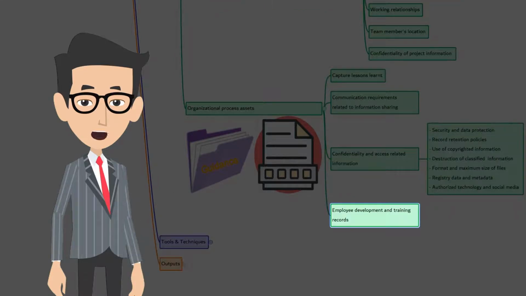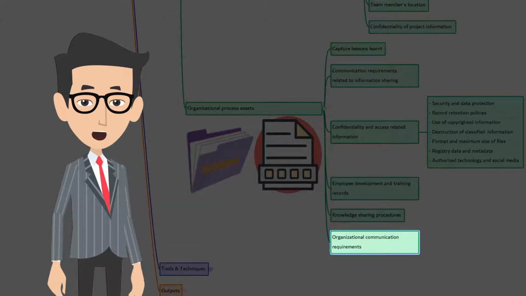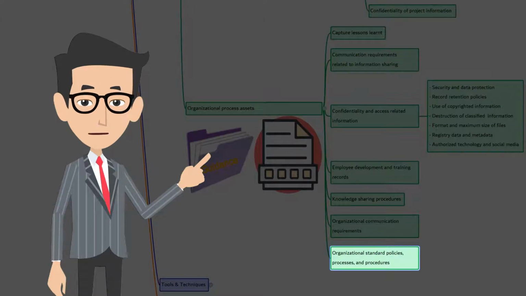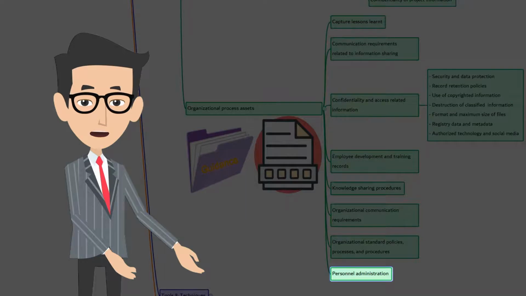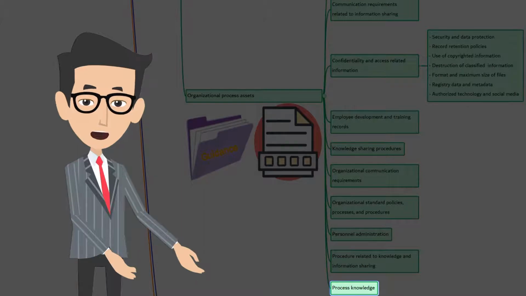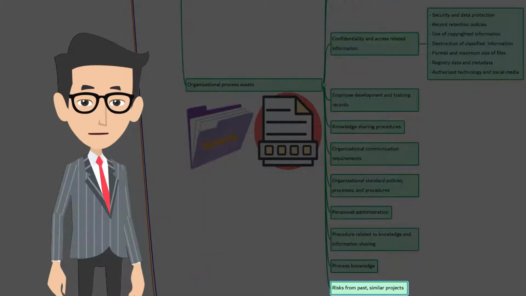Employee development and training records, for example, competency frameworks, knowledge sharing procedures, organizational communication requirements, organizational standard policies, processes and procedures, personnel administration, formal knowledge sharing and information sharing procedures. Knowledge about project management is often embedded in process and routines. Risk from past similar projects.